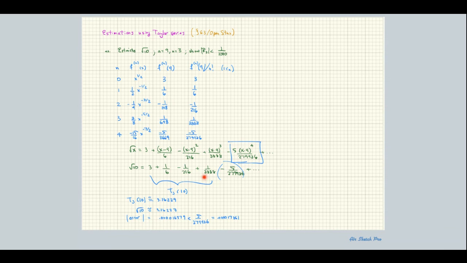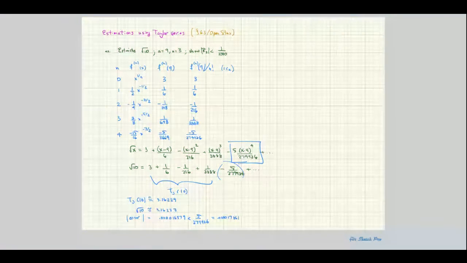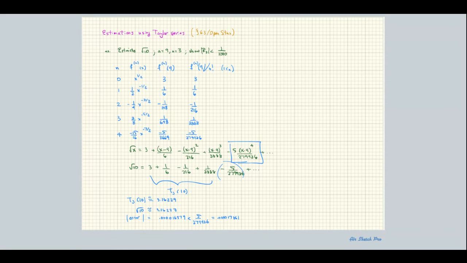And those 4 numbers added together gave me an approximation using the Taylor series that was within 0.00016, which was less than the next term's maximum value of 5 over 279,936, which was equal to 0.000017861. Whew! We have 9 minutes.